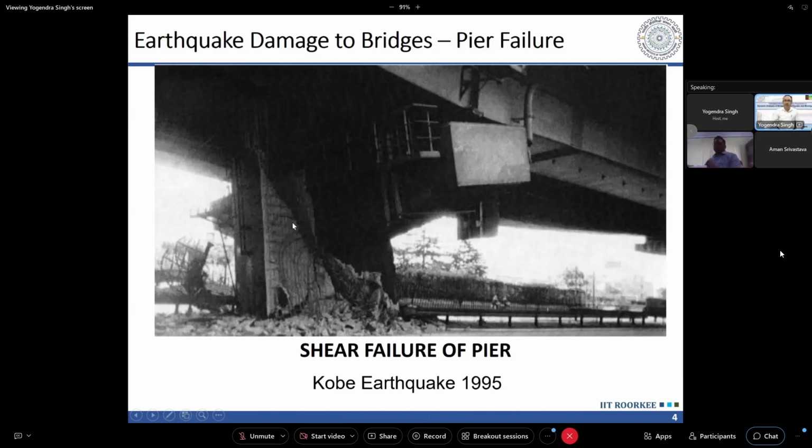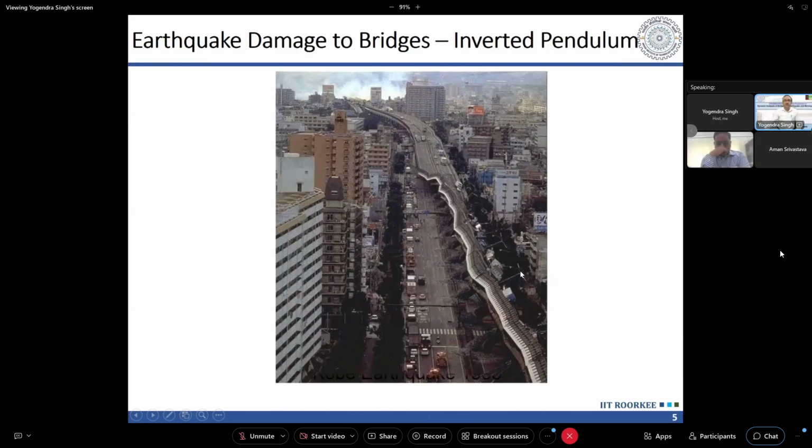And shear failure is the most common, and it is also brittle failure. So when shear failure occurs, adequate energy dissipation is not available, and due to that there is a sudden failure. Then bridges are different than buildings because bridges are like inverted pendulums, and that behavior of the bridges we have to take into account.